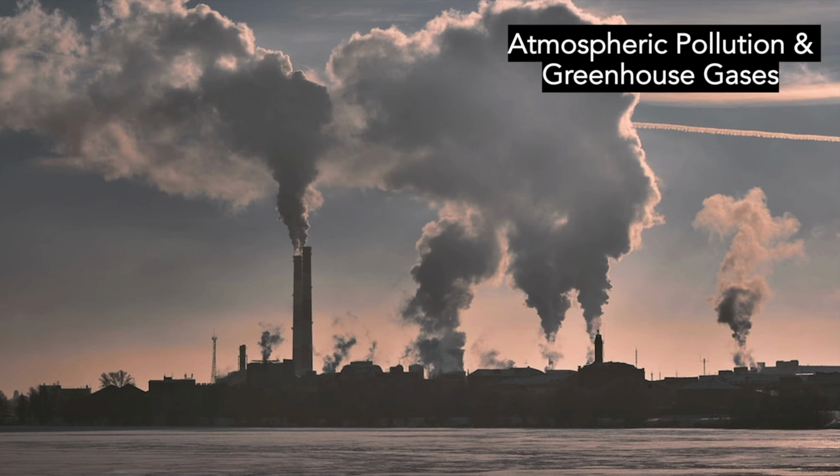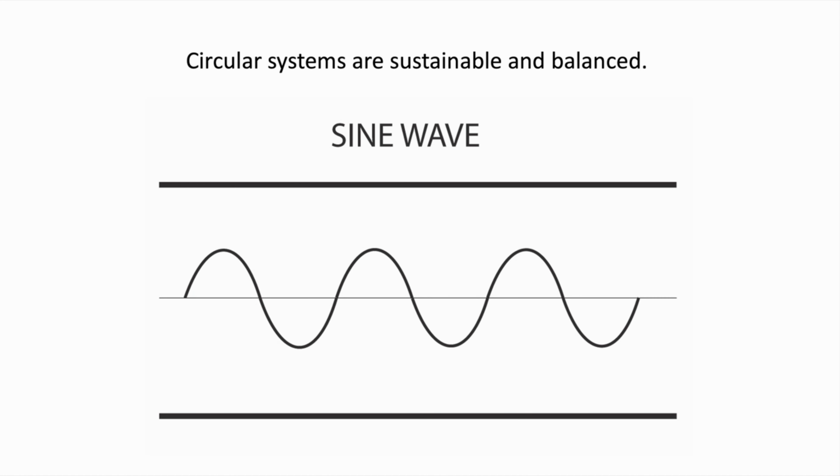Atmospheric pollution and greenhouse gases. This is a great example of a linear system, a one-way street. We are emitting toxic gases and greenhouse gases into the atmosphere daily without sequestering or cleaning the pollution that is entering the atmosphere. Circular systems are sustainable and balanced.